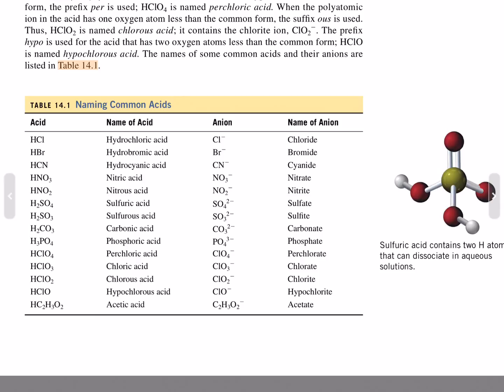HCl, hydrochloric acid. HBr, hydrobromic acid. HCN, hydrocyanic acid. HNO3, nitric acid. HNO2, nitrous acid. H2SO4, sulfuric acid. H2SO3, sulfurous acid. H2CO3, carbonic acid. H3PO4, phosphoric acid. HClO4, perchloric acid. HClO3, chloric acid. HClO2, chlorous acid. HClO, hypochlorous acid, and HC2H3O2, acetic acid.